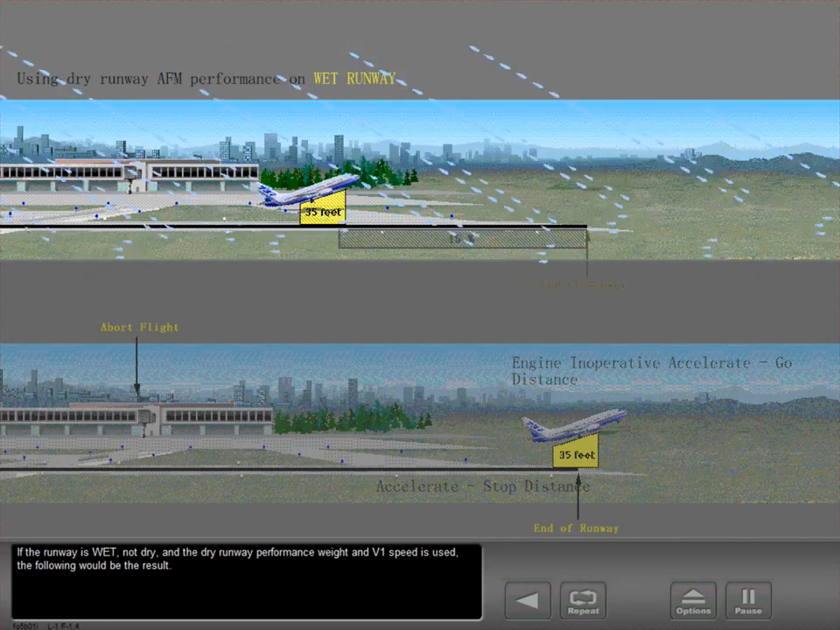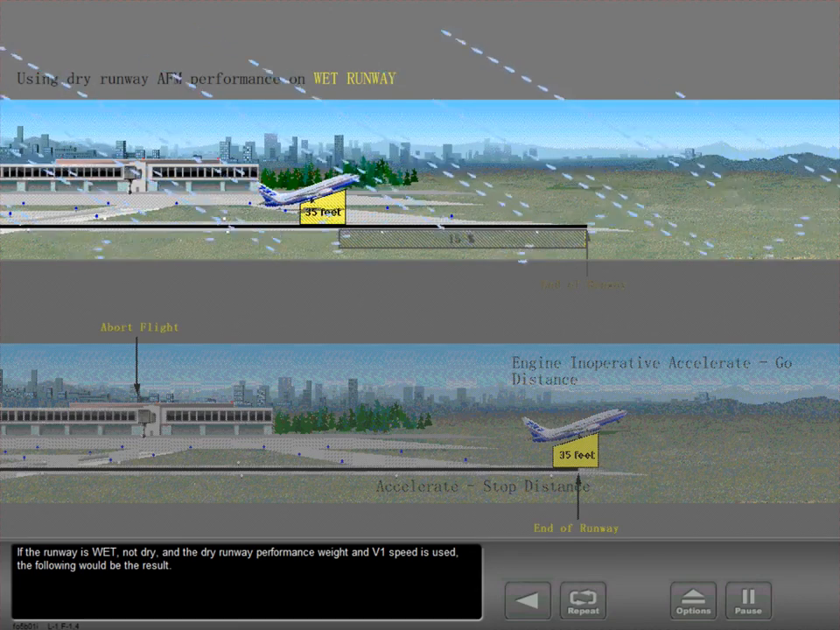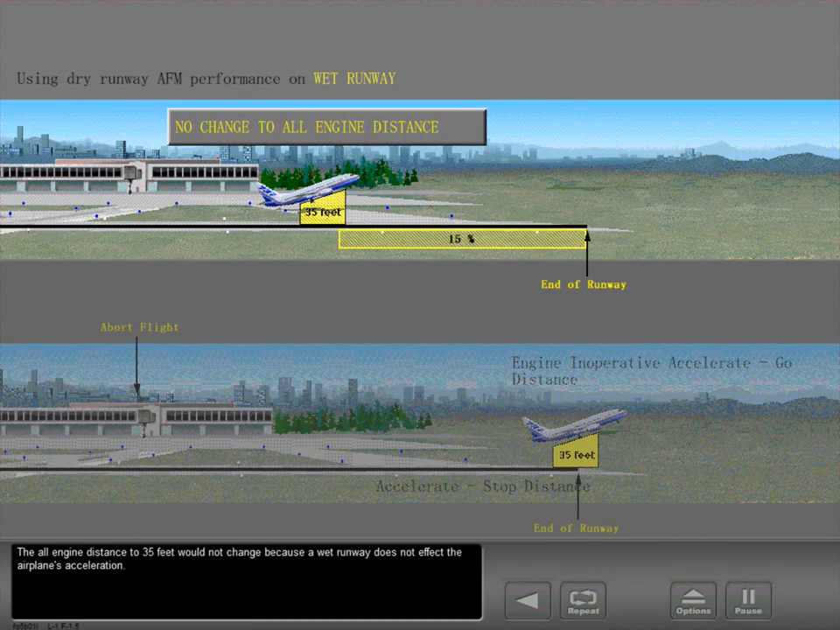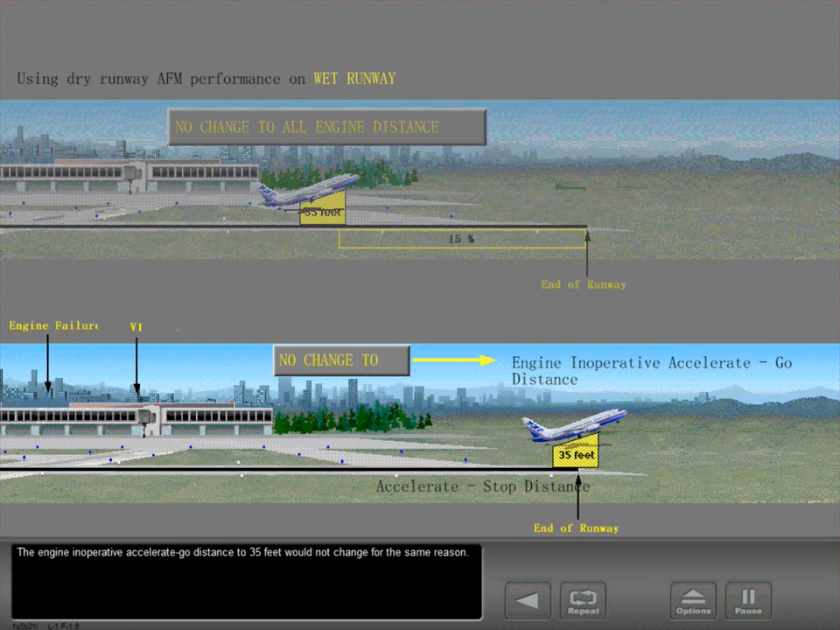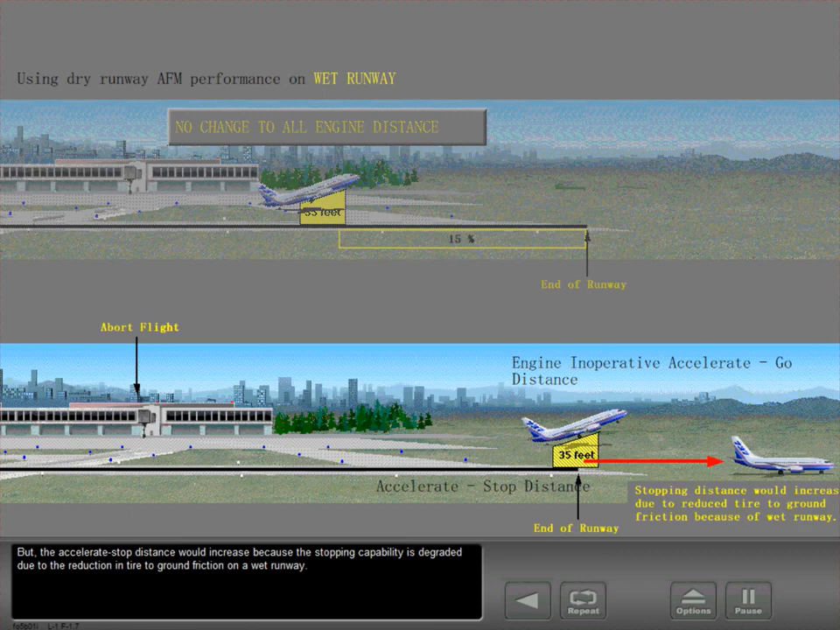If the runway is wet, not dry, and the dry runway performance weight and V1 speed is used, the following would be the result. The all-engine distance to 35 feet would not change because a wet runway does not affect the airplane's acceleration. The engine inoperative accelerate-go distance to 35 feet would not change for the same reason. But the accelerate-stop distance would increase because the stopping capability is degraded due to the reduction in tire-to-ground friction on a wet runway.